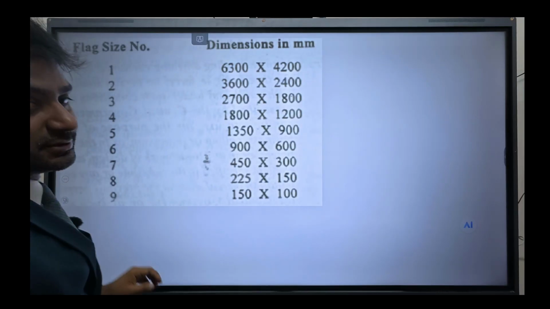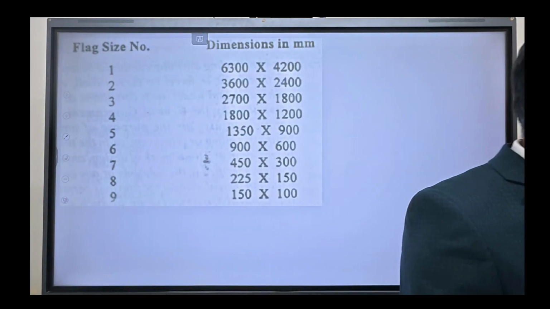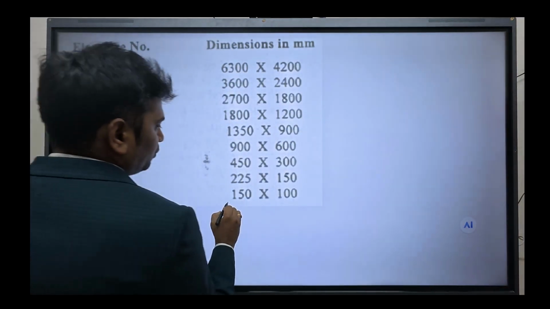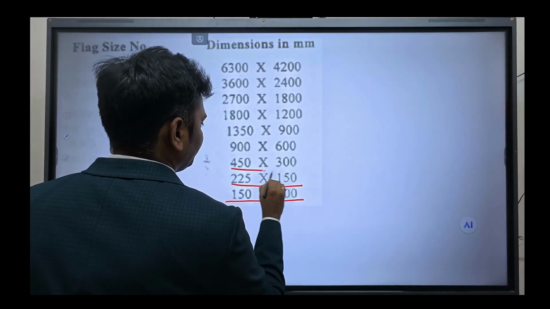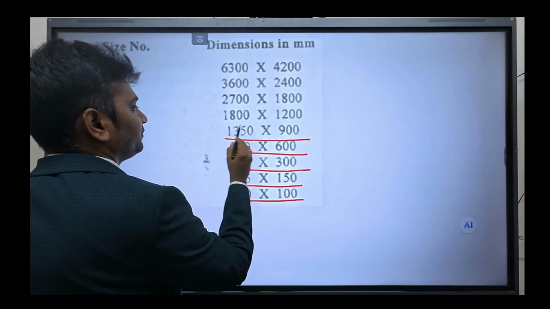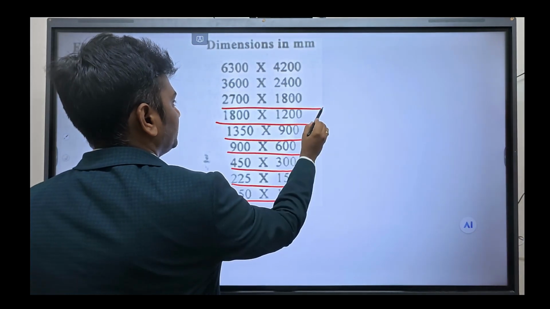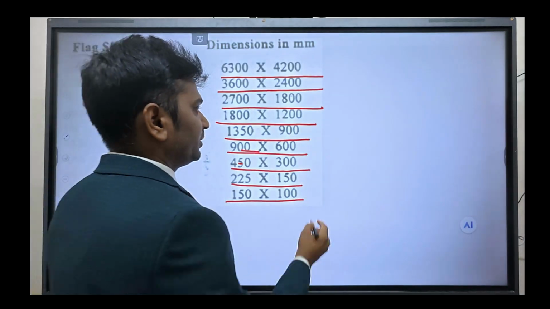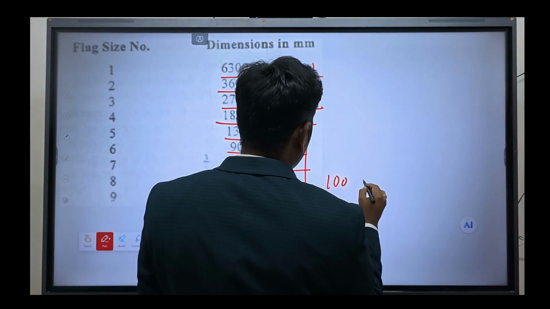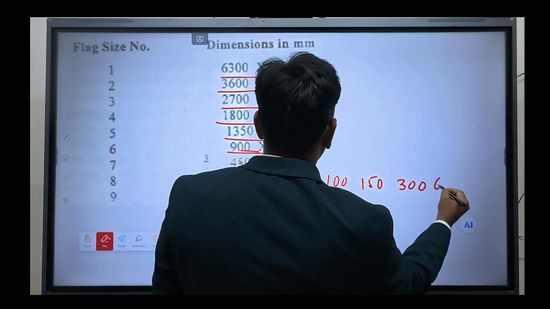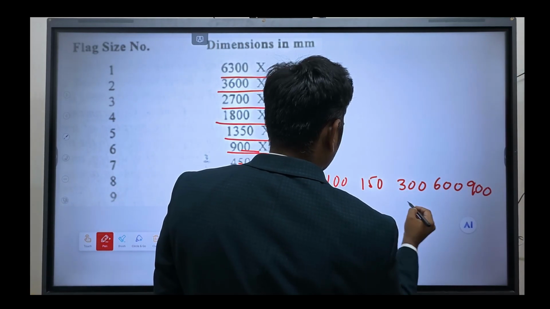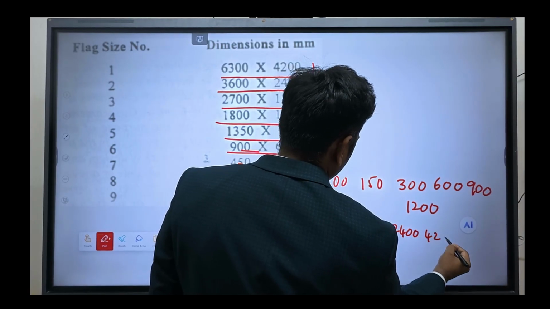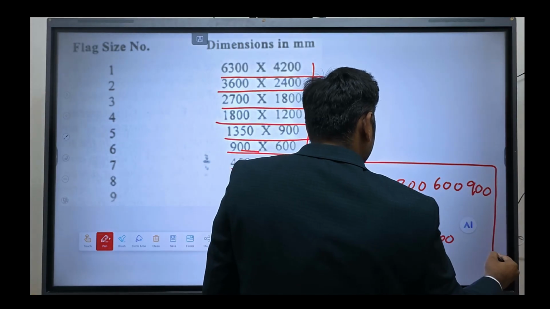There are some standard sizes as far as national flag dimensions are considered in India. So it should be 150 into 100, 225 into 150, 450 into 300, 900 into 600, 1350 into 900, 1800 into 1200, 2700 into 1800, 3600 into 2400, 6300 into 4200. So you remember one side, you'll remember the other: 100, 150, 300, 600, 900, 1200, 1800, 2400, 4200. These are the things that we have.